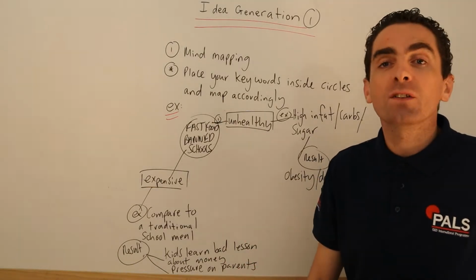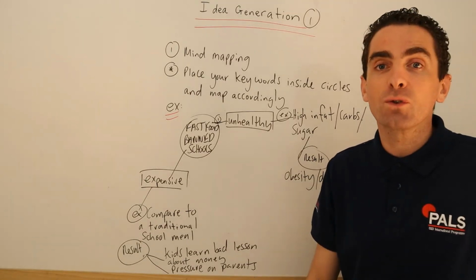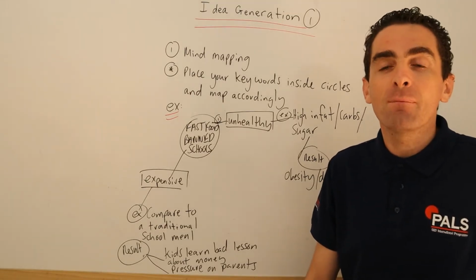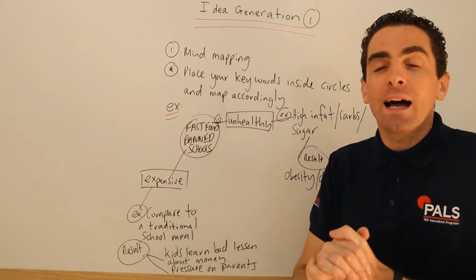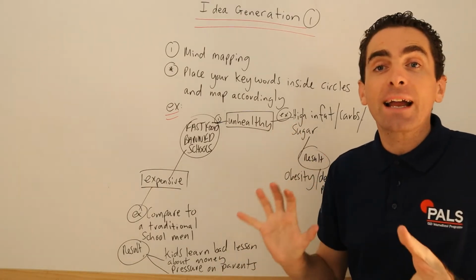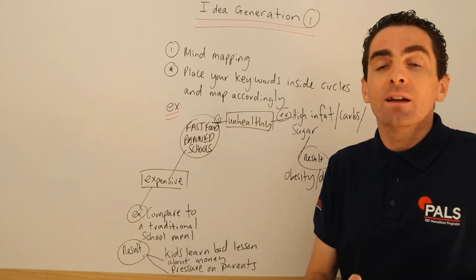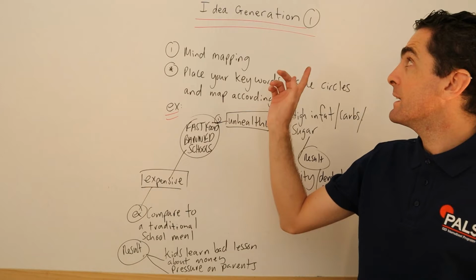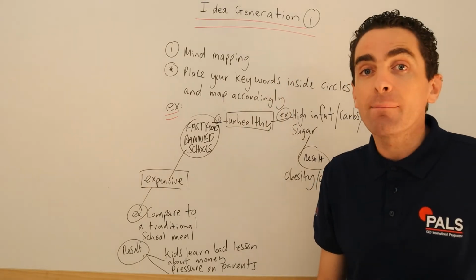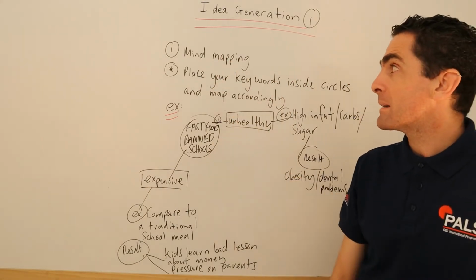Now, some of the topics on the IELTS Writing Task 2 test are pretty tricky. But this doesn't mean that you can't dig deep within your mind and get some words on a page using different techniques that will enable you to get the best possible answer you can write. The first idea generation technique that I recommend is mind mapping.